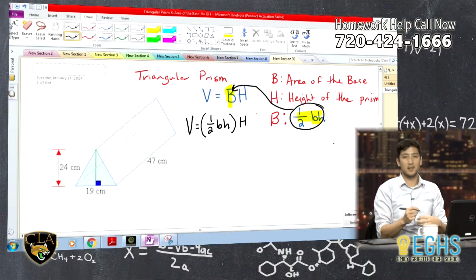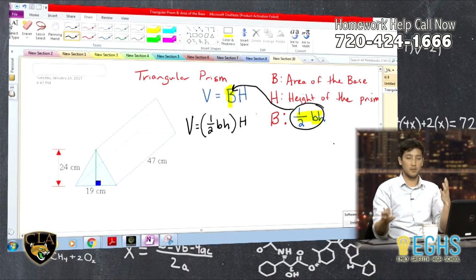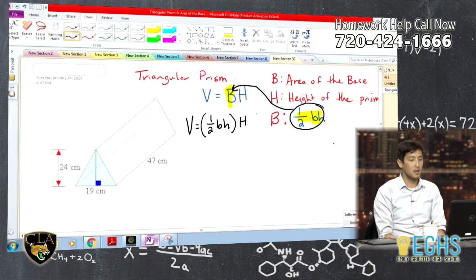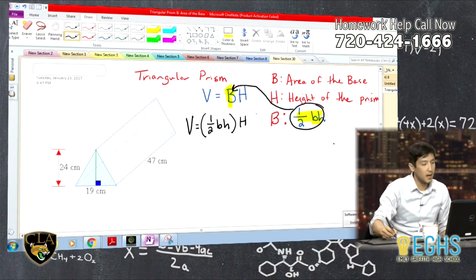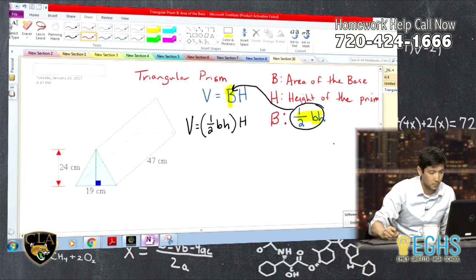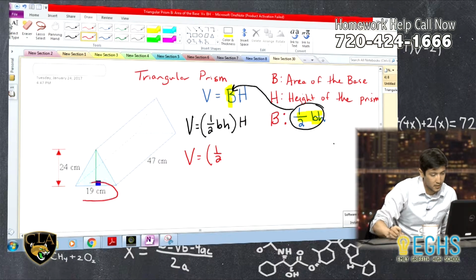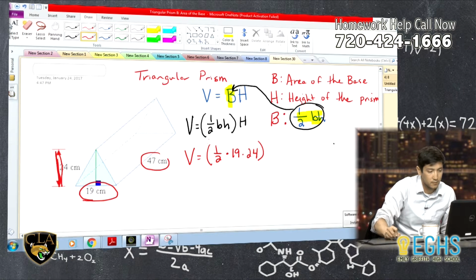Again, the reason why I do this is it kind of reduces the chance of errors when you're trying to move things around. And also you can take a quick glance at it and make sure that you have the right formula input there. And then literally all you need to do is just plug in a bunch of numbers. So we're looking for the volume, and that's 1/2. And the base of this triangle right here is 19. So we'll do 1/2 times 19. And then the height of the triangle, again, not to be confused with the height of the object, is 24. And then we're actually going to use the height of the solid, which is 47.